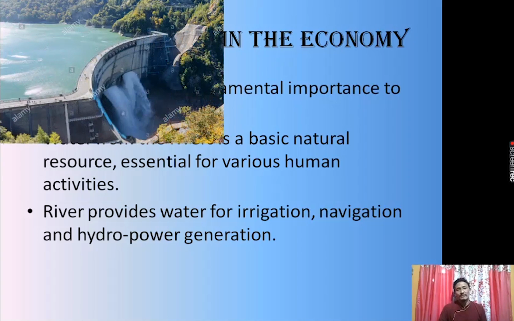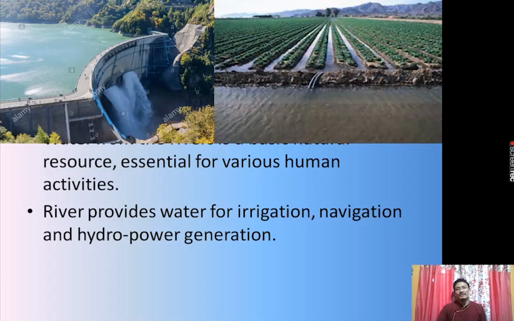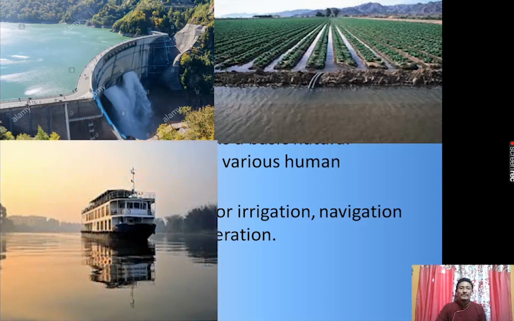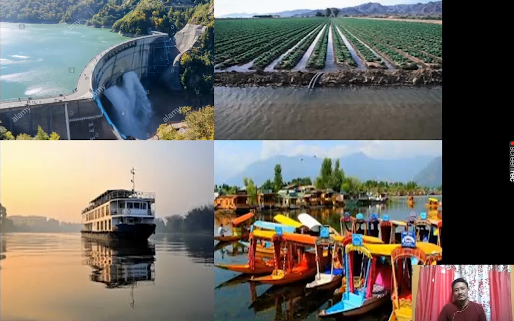Such as dams, so we construct dams in order to generate electricity, and at the same time there are demerits of dams, but yes, we do enjoy the facilities provided by dams in terms of electricity. Then we have irrigation facilities that are possible only if there are lakes or rivers, right? Navigation, it plays a very important role. Then we have the tourist attractions, right?